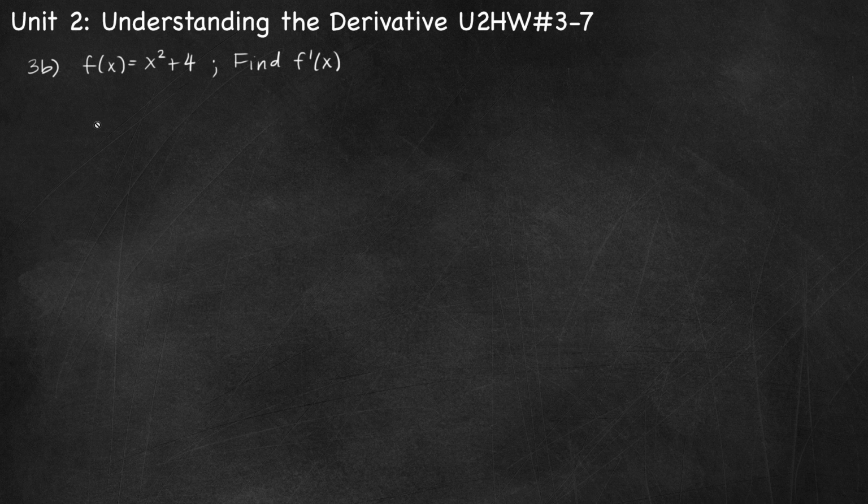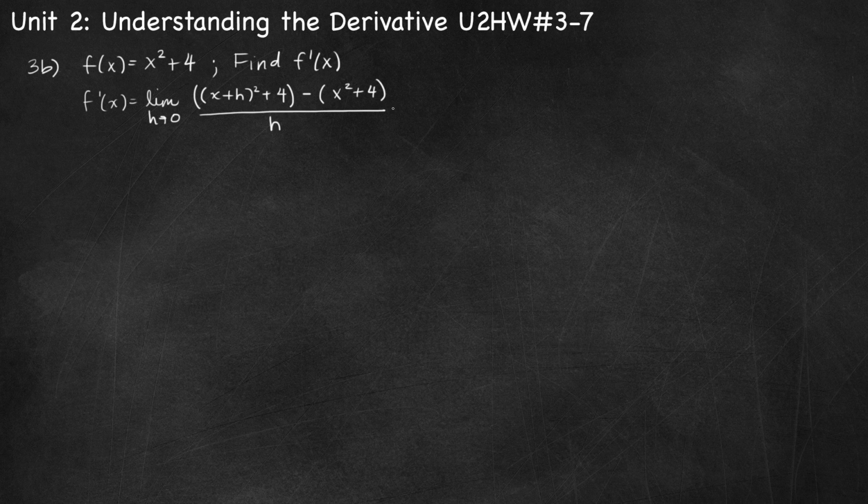Part B, our function f of x equals x squared plus 4. We want to find f prime of x, so f prime of x equals the limit as h approaches 0, f of x plus h. So f of x plus h means we're going to substitute x plus h into the function. So we get x plus h squared plus 4. That's f of x plus h. Minus f of x. F of x is just our original function. All over h.